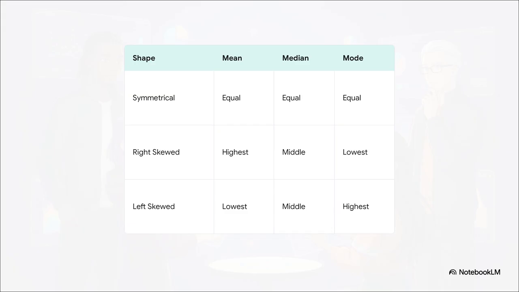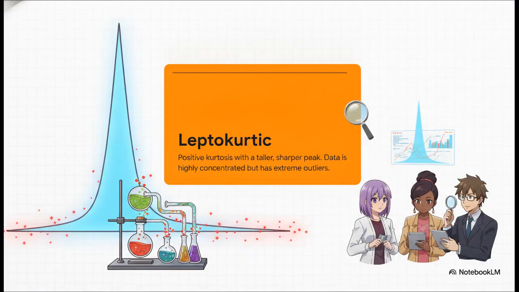But when a dataset is positively skewed, meaning it's got this long tail pulling off to the right, that extreme right tail drags the mean up so it becomes the highest value, essentially leaving the mode behind. Conversely, in a negatively skewed or left-skewed distribution, the tail pulls hard to the left. That drags the mean down to be the lowest of the three, while the mode stays put as the highest point on the chart.